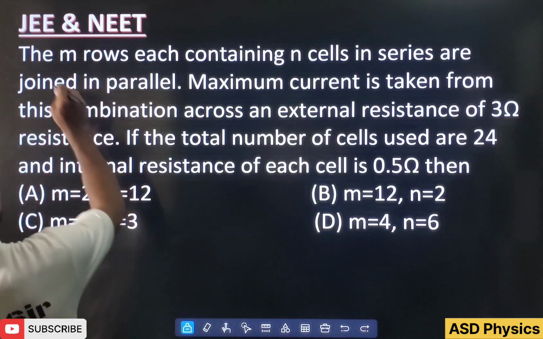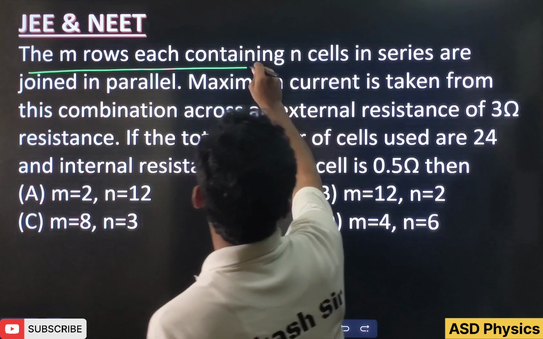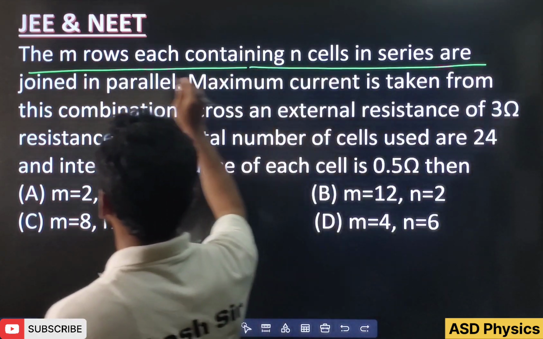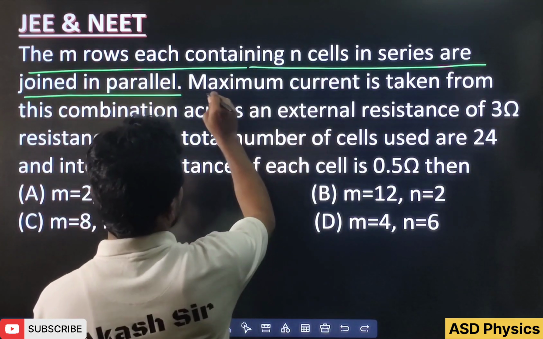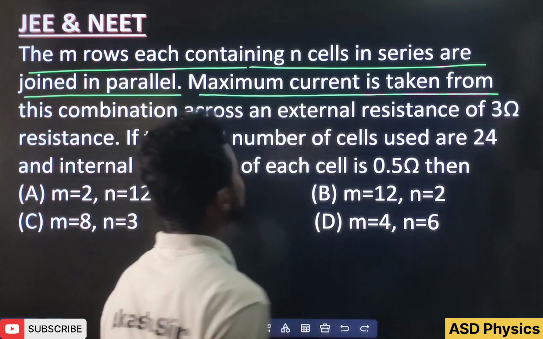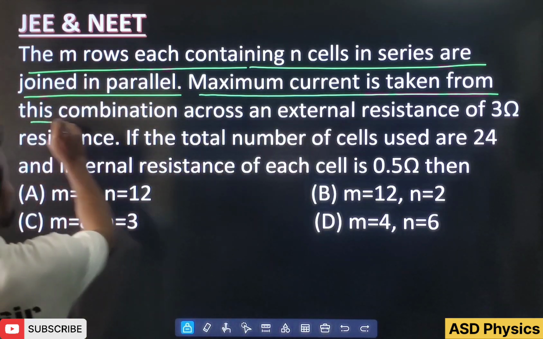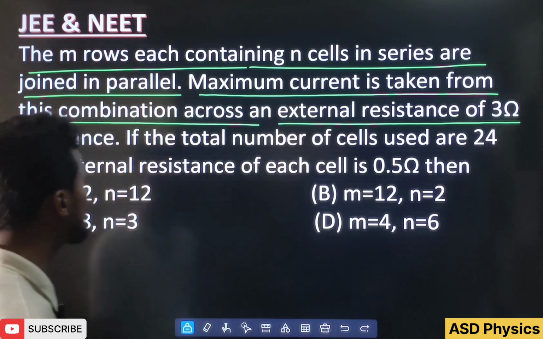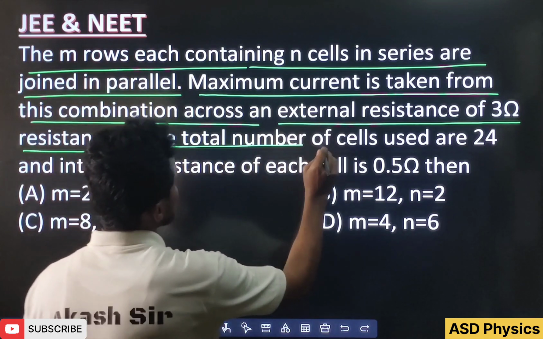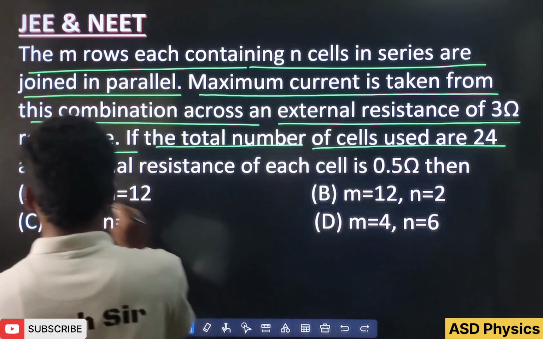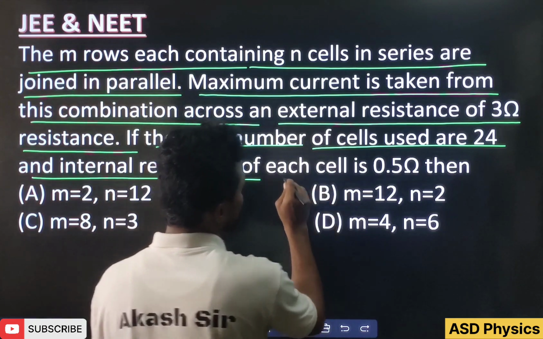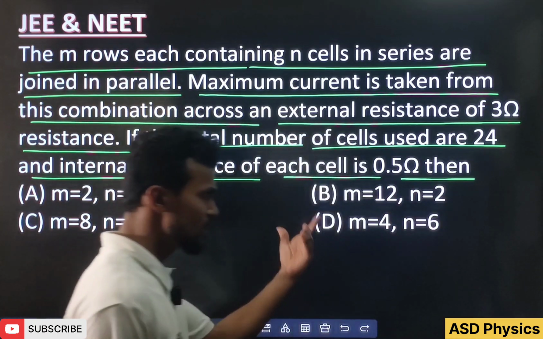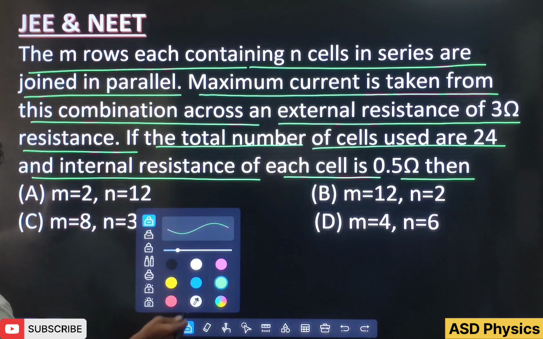Now students will see the last question. The M rows each containing N cells in series are joined in parallel. Maximum current is taken from this combination across an external resistance of 3 ohm. If the total number of cells used are 24 and the internal resistance of each cell is 0.5 ohm, then we have to see these options.